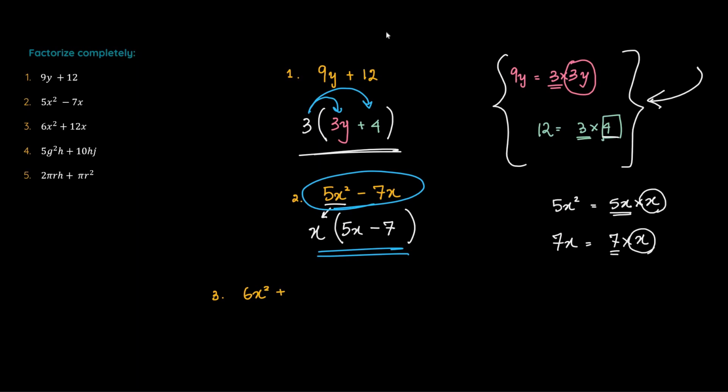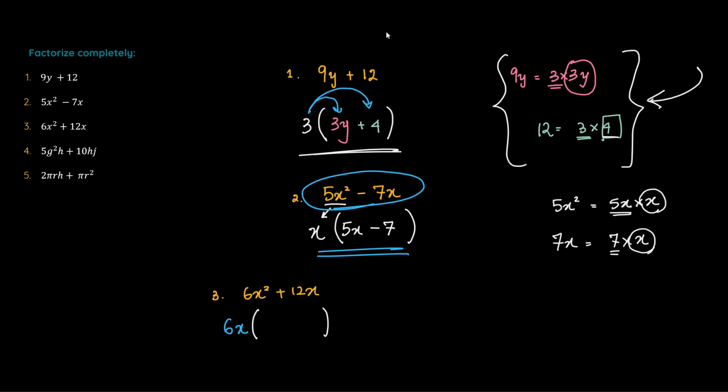6x squared plus 12x. You can observe that the common factor can be found both in the coefficient and in the variable. So first let's look at the coefficient. We have 6 and 12 and they're both in the 6 times table, which means 6 is a common factor or a common divisor. And from the variables, it's clear that x is the common factor. Now to find what falls inside the bracket, you can use either of the two methods. I'm going to go with division.